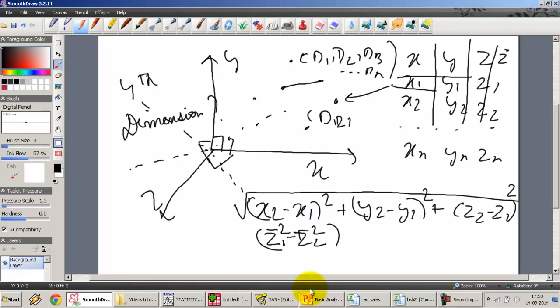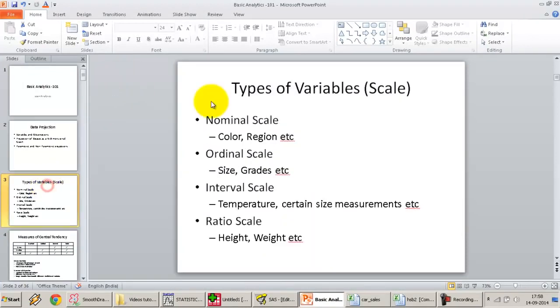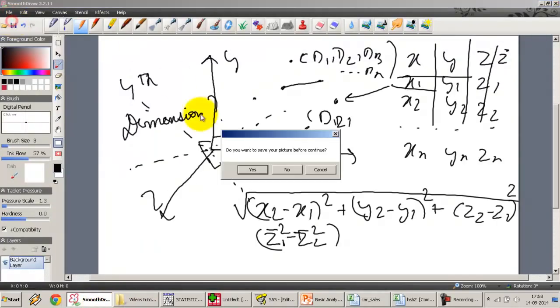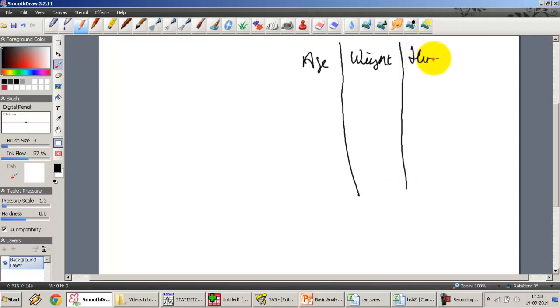We're going to move on to parametric and non-parametric projections. For that, we're going to talk about the types of variables that we have. Now, all types of variables cannot be projected as dimensions on a particular data set. For example, let's talk about another data set that I have got, a hypothetical data set where I've got age of the person, weight of the person, height of the person, and finally name of the person.